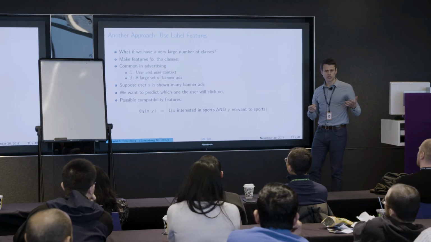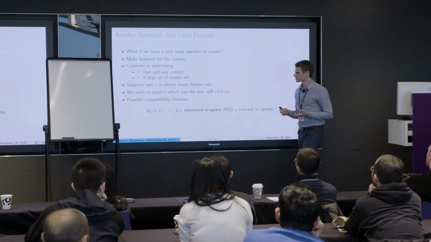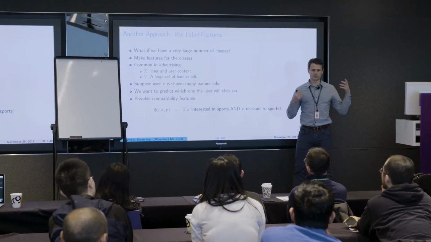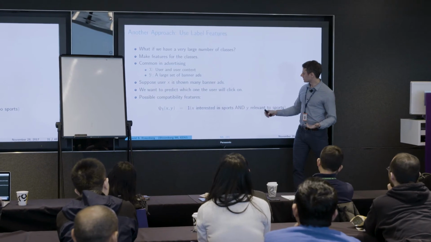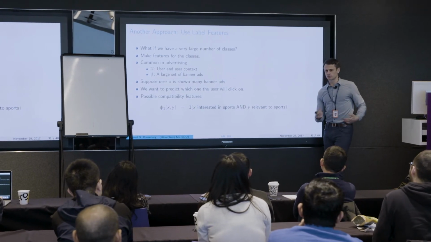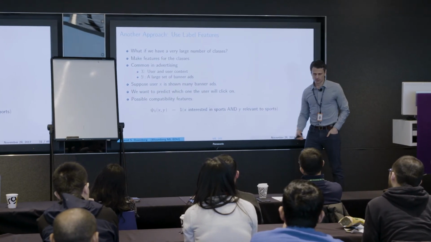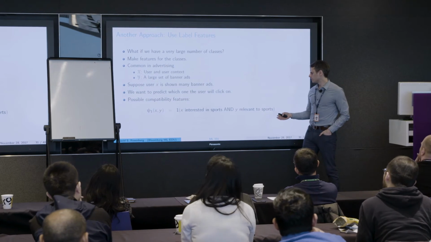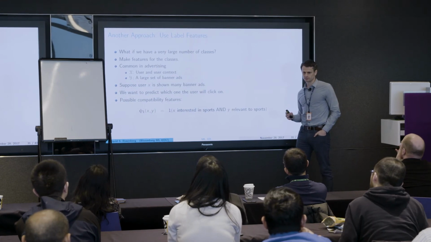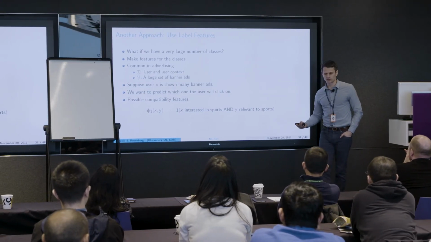So here's an example of a feature that captures this idea of generalizing across classes. We could have a feature that is 1 if X is interested in sports, so we have some description of the user that they're interested in sports, and Y is relevant to sports. The Y relevant to sports part, that's a featurization. That's in some sense featurizing the label itself. We're noting that banner ad number 375,000 is relevant to sports. It's a characteristic of Y. And we can put that into this feature vector, rather than having to have a separate feature for every single banner ad that's relevant to sports.